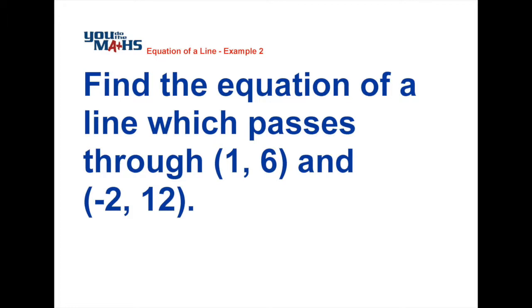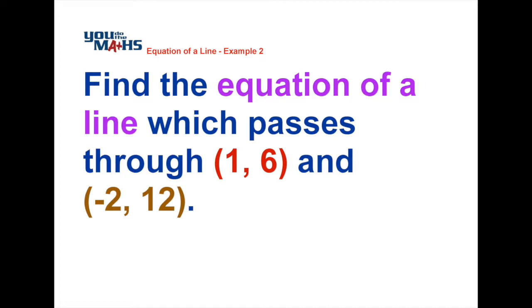In this question we're being asked to find the equation of a line, so we need to address some of the key points of the question. Our endpoint is to find the equation of the line, and we're told that the line passes through 2 points, in this case 1, 6, and the other point's negative 2, 12.